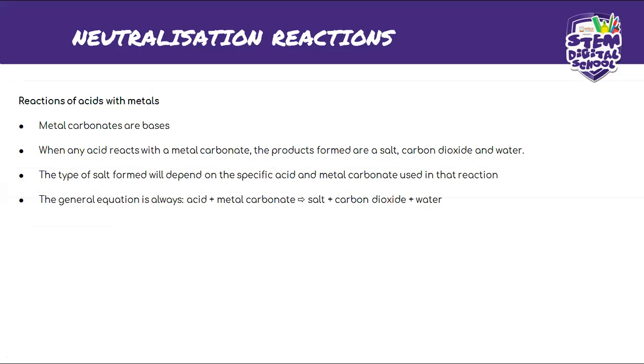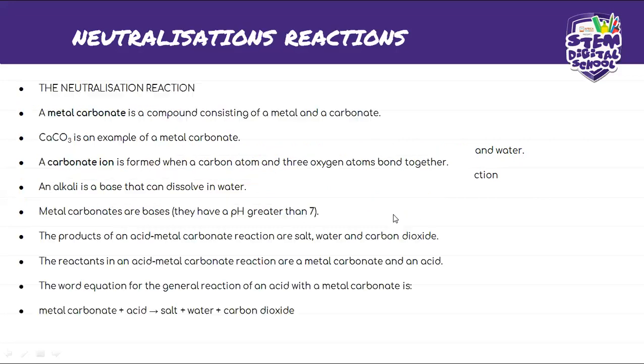So this is what we get. When an acid reacts with a metal carbonate, we get salt plus carbon dioxide and water. All right, more information here. An example of a metal carbonate is calcium carbonate, which is just chalk.